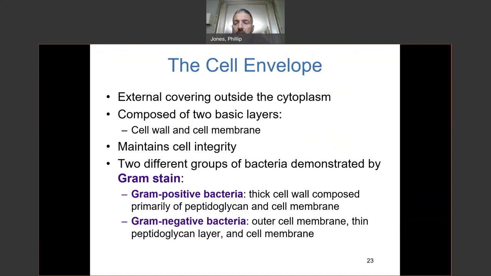So it's much harder for antimicrobials to get into a Gram negative. So it's going to maintain the cell integrity. Two different groups of bacteria are demonstrated by the Gram stain. Gram positive is always going to be purple. Gram negative, if it's done right, is going to be pink, from safranin. Gram positive is going to be purple, from crystal violet. All right, so thick cell wall composed primarily of peptidoglycan and a cell membrane.